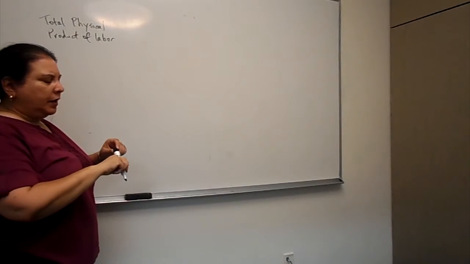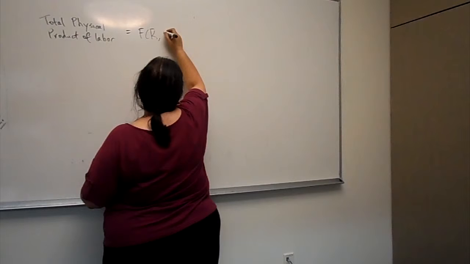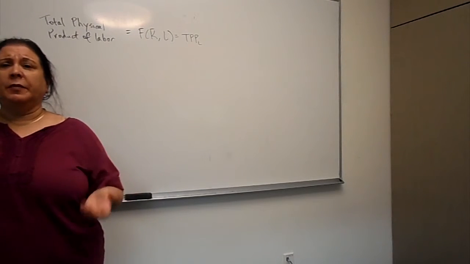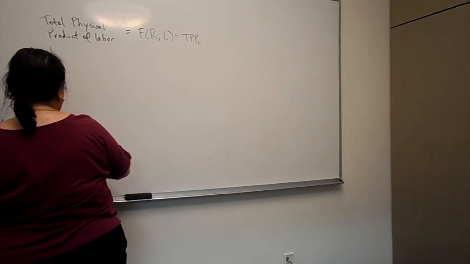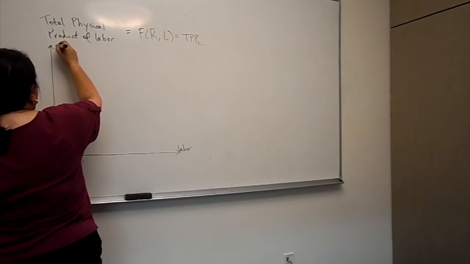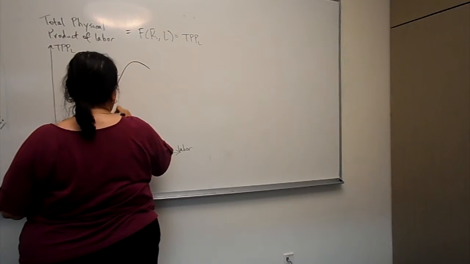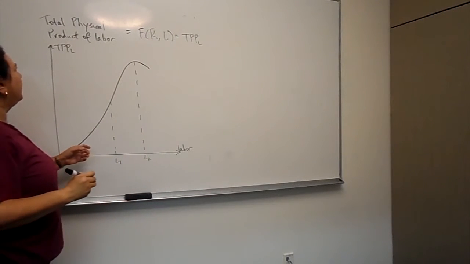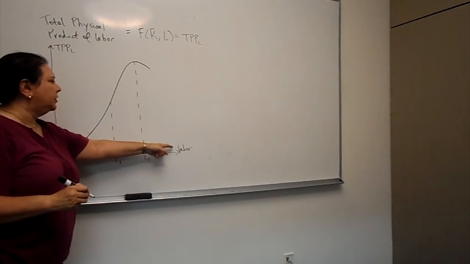So again, the total physical product of labor is the amount of output that's produced when capital is fixed and the only thing that can change is labor. And in the short run, the total physical product of labor looks like this. Okay, this is in units of output. So if we're producing chairs, this is in units of chairs, this is in units of labor.